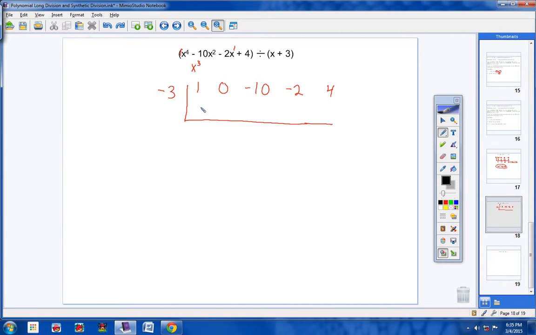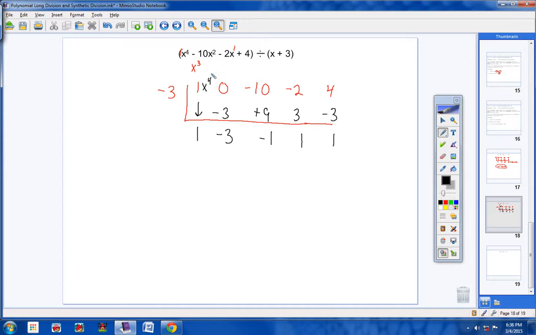Watch how fast this is. You bring down your first number, and then you multiply and add over and over and over. Multiply, -3, add, -3, multiply, -3, -3, add, -1, multiply, -3 and -1, add, multiply, -3 and 1, add. There we go.